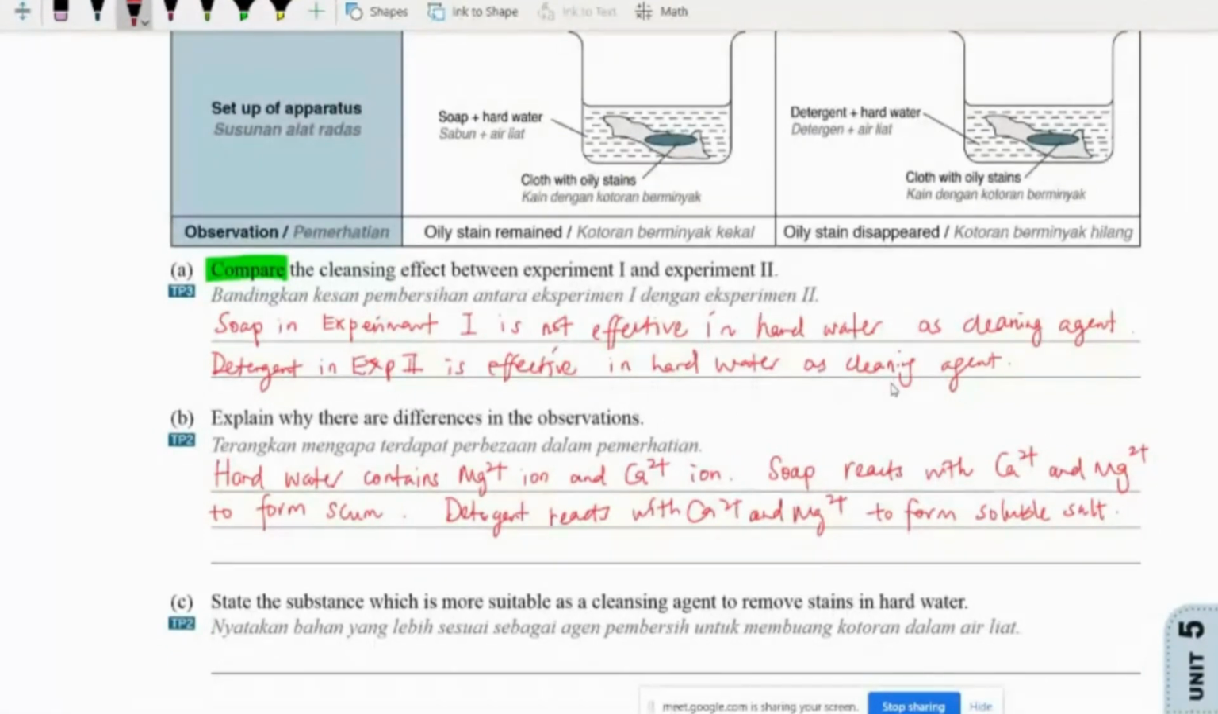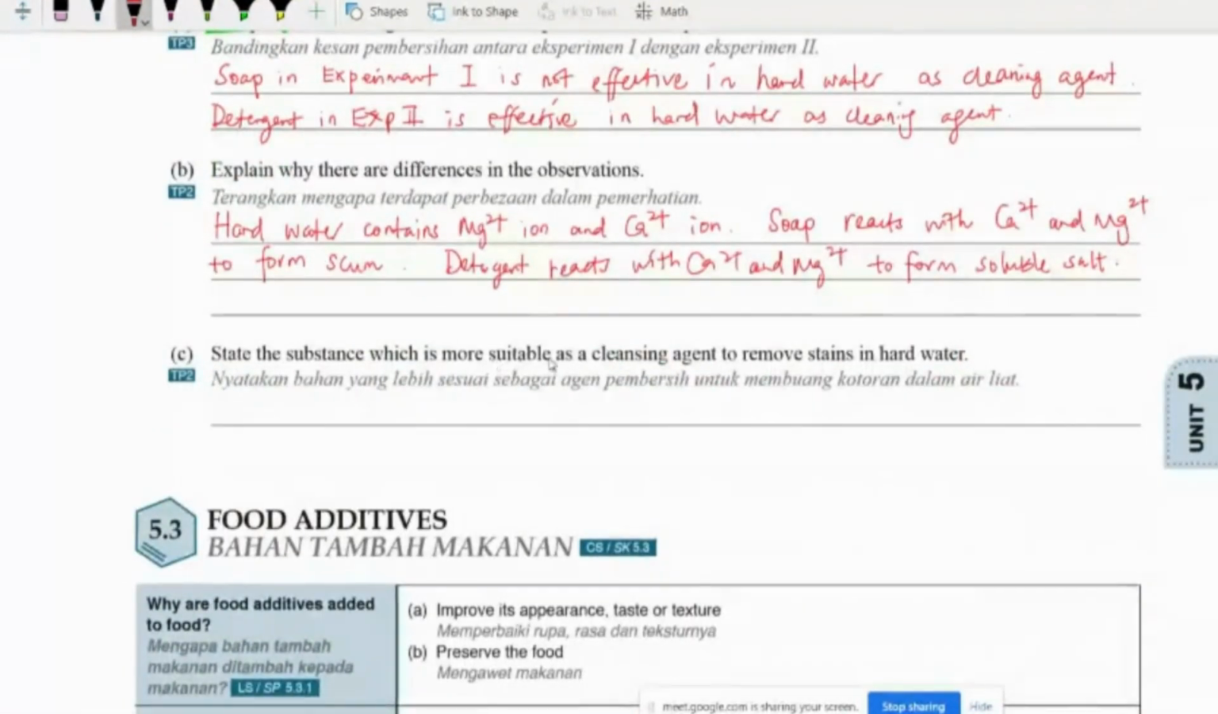Okay, any question, class? Now see, which one is more suitable as a cleaning agent to remove the stains in the hot water? Which one, class? Very straightforward, right? Okay, this one is detergent. Okay, so detergent. Any more question? Okay, so next.